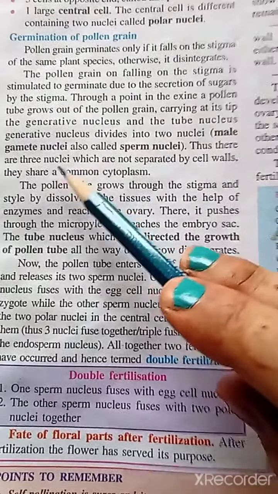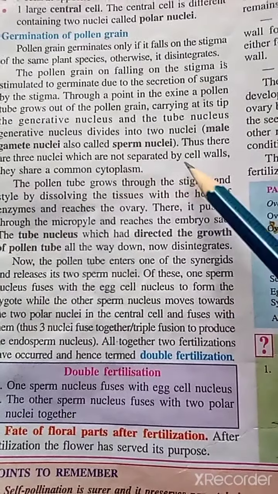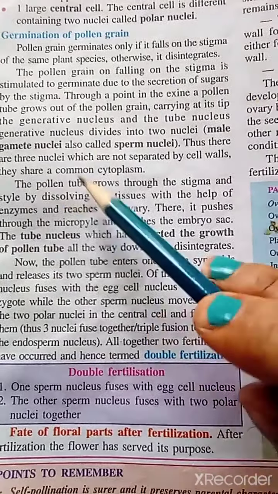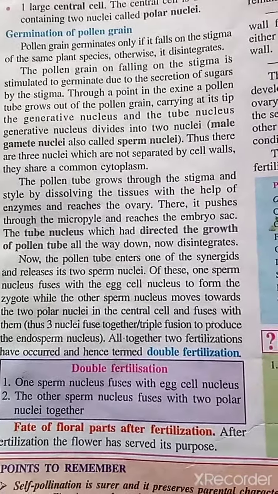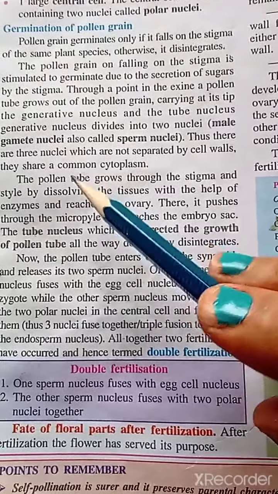Thus, there are 3 nuclei which are not separated by cell walls. They share a common cytoplasm. Now, when the pollen tube goes inside the ovule, what will happen?